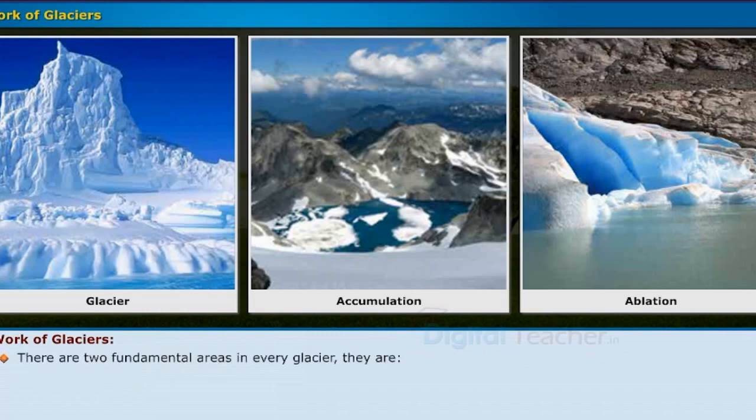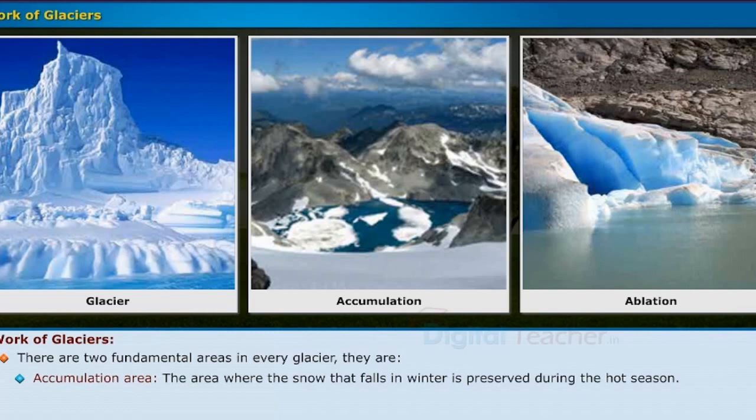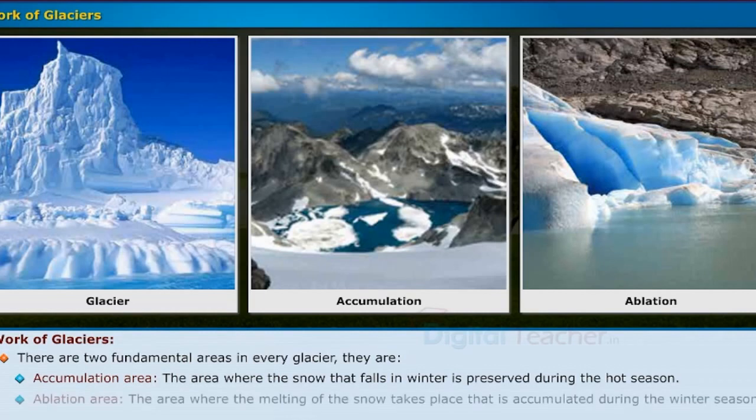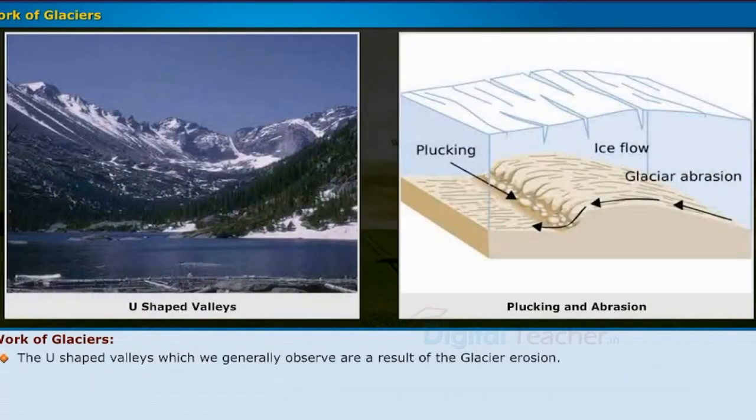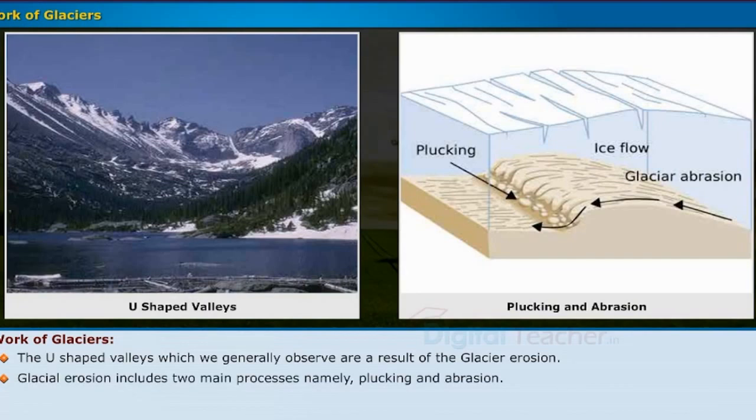There are two fundamental areas in every glacier. They are the accumulation area, the area where the snow that falls in winter is preserved during the hot season, and the ablation area, the area where the melting of the snow takes place, that is, the snow accumulated during the winter season. The U-shaped valleys which we generally observe are a result of glacier erosion. Glacier erosion includes two main processes, namely plucking and abrasion.